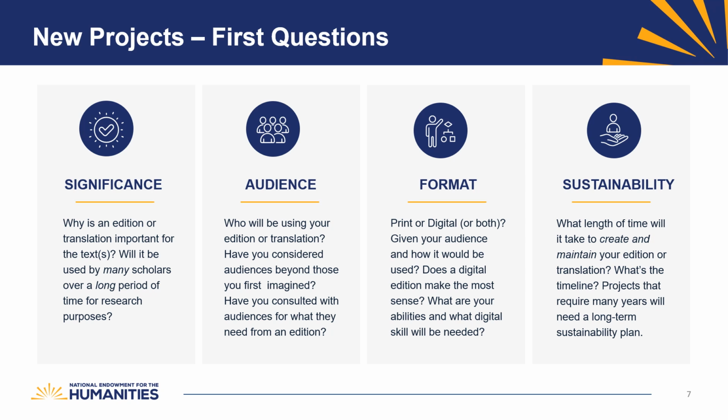The second question or set of questions you'll want to ask is, who is the audience for this? Who will be using this edition or translation? That's an important first question. That is about significance, certainly. How many scholars will be interested in using this? But you should also ask and press a bit more on whether there are other audiences possible for the text, even beyond the ones that you initially considered, that might broaden the audience for what you propose to do.